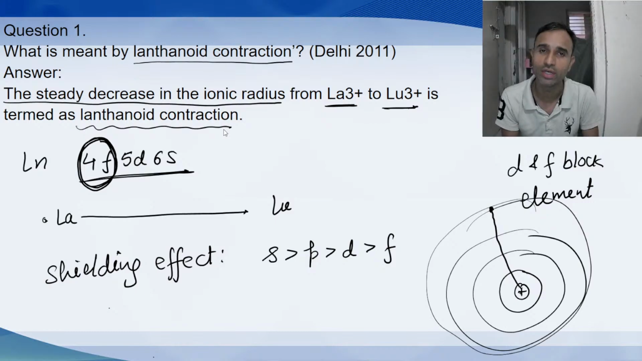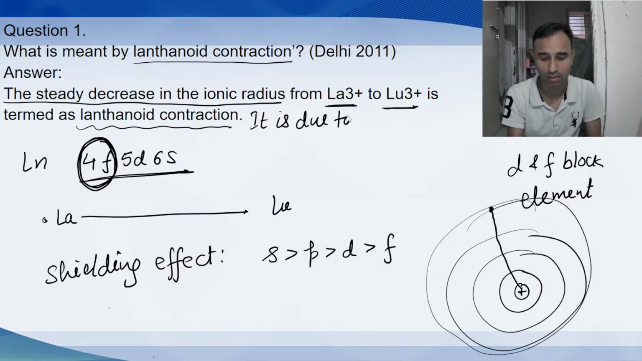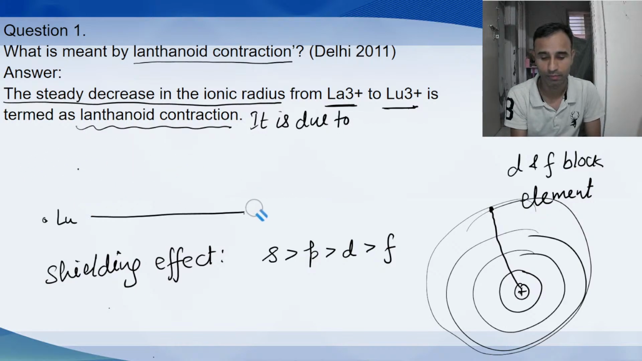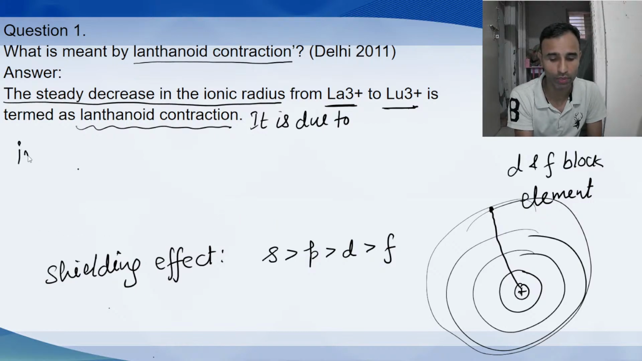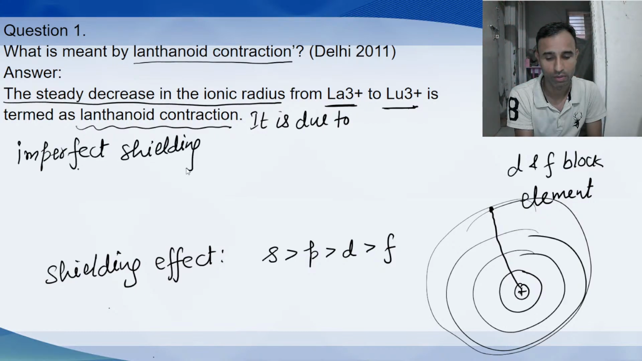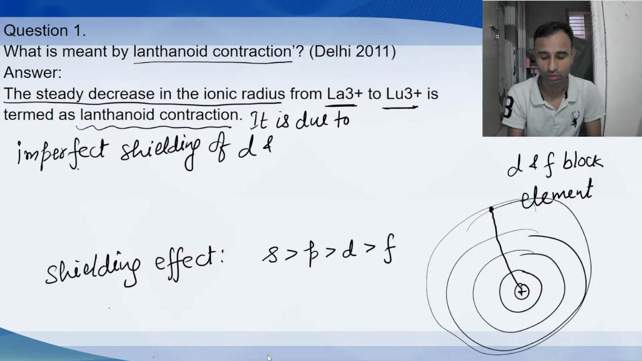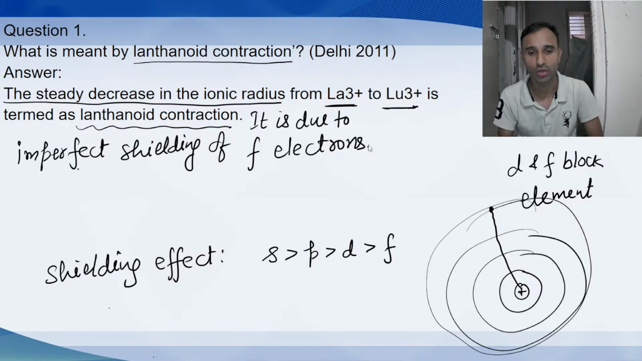That is called lanthanoid contraction, and it is due to imperfect shielding of F electrons. Yes, beta, did you get it?